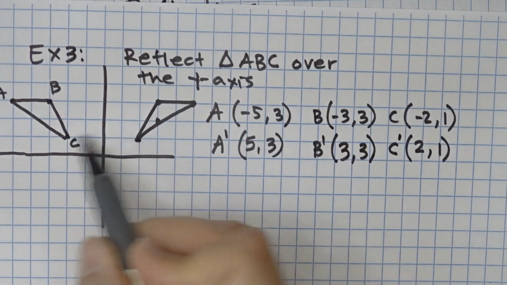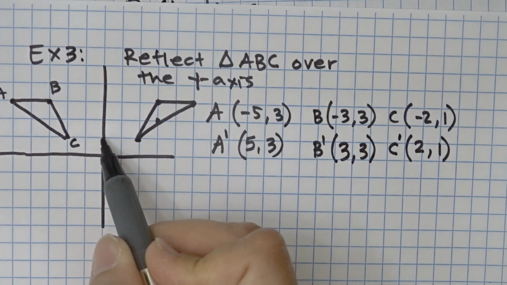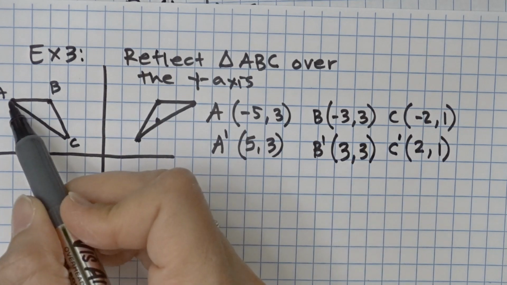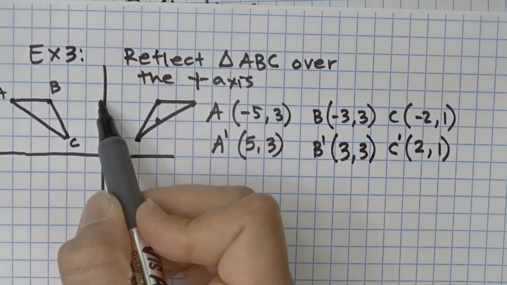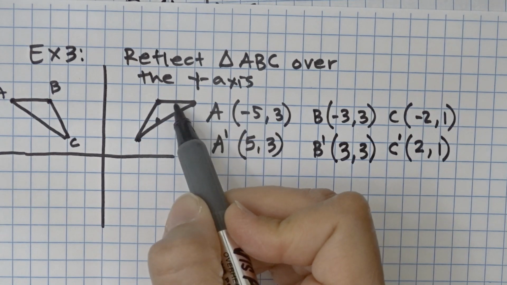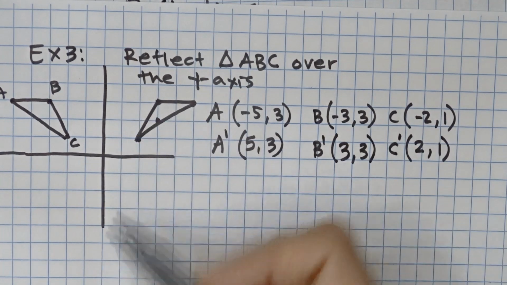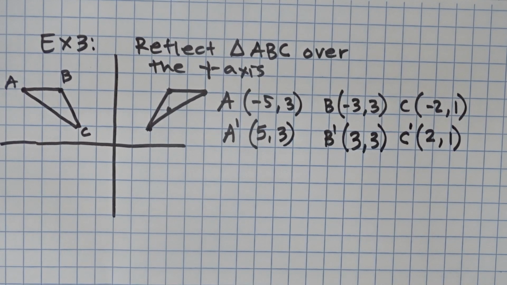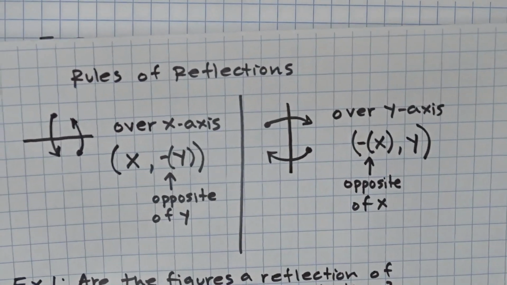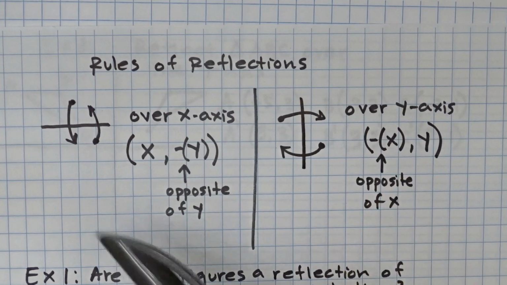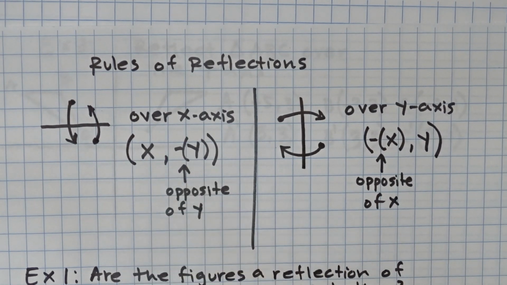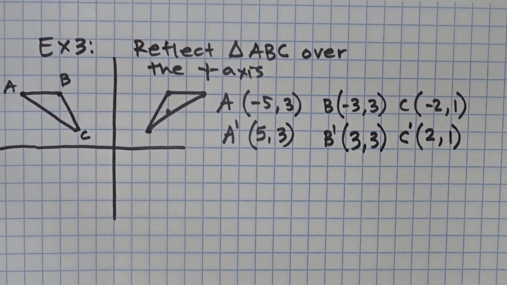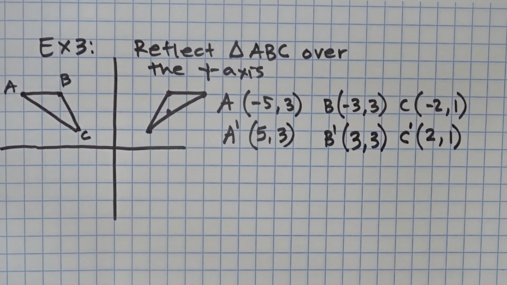Are they the same distance from the line? 1, 2, yes, 1, 2. 1, 2, 3, 1, 2, 3. A is 1, 2, 3, 4, 5 from the mirror or fold. 1, 2, 3, 4, 5 from the mirror. So it works. So these are the same rules that will work for any reflection. You just got to remember what's being changed and which one becomes opposite. There you go. So that's reflecting over the x and y axis.